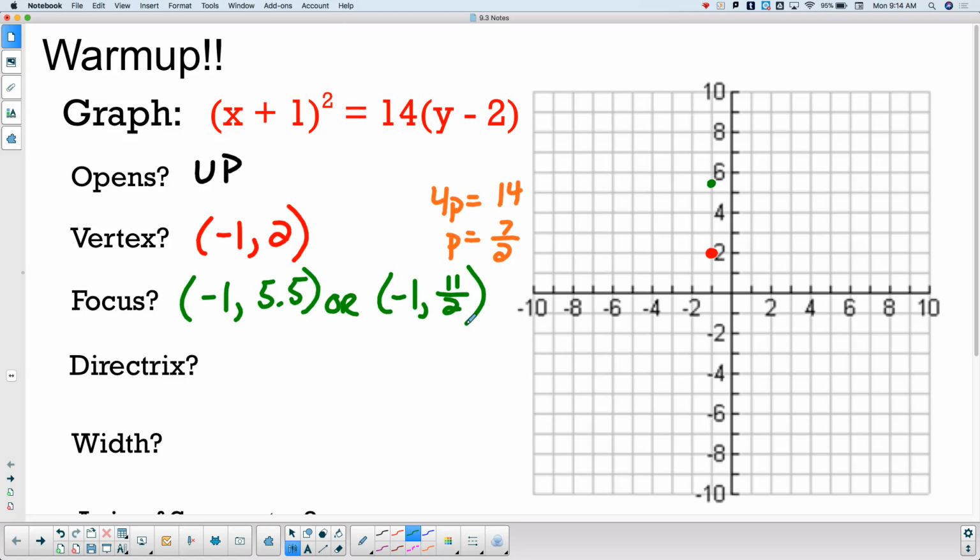What? No? You would rather have the decimal? Well, that makes one of us. Okay. Directrix? It's y equals -1.5.